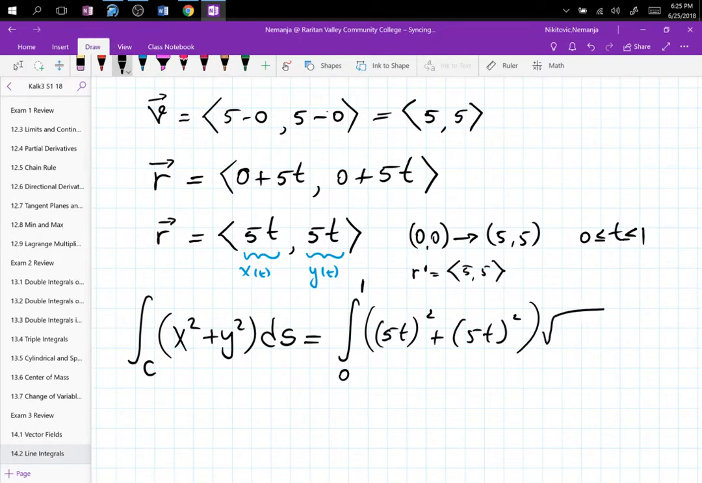It's going to be square root of 25 plus 25, yes. So let's put 5 squared plus 5 squared. Guys, sometimes this is going to be a function. So, and you have dt at the end.